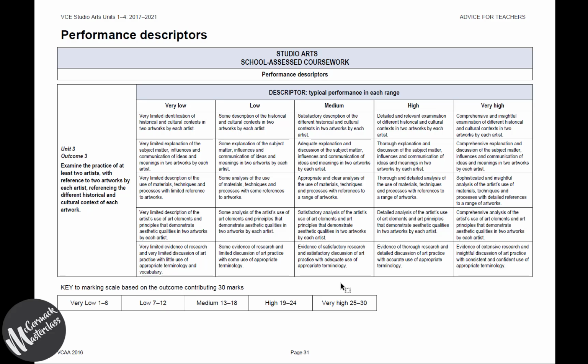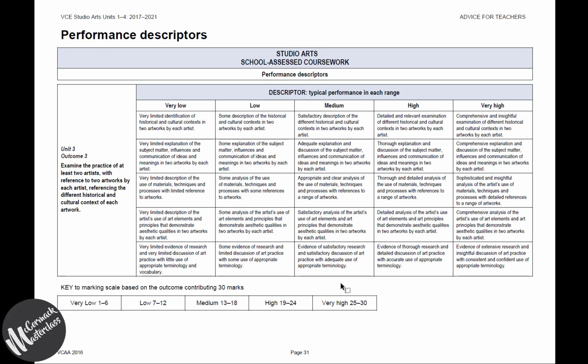Last part of this slide is the Studio Art school-based coursework performance descriptors. So I guess from this, you're all aiming for that far right column, so the very high area. And they're the areas that I formulate the questions from. So comprehensive and insightful examination of different historical and cultural contexts into two artworks by each artist. So you know there's going to be cultural and historical context questions about the artworks. Comprehensive explanation and discussion of the subject matter.